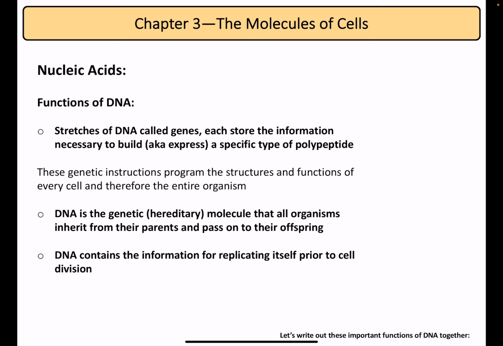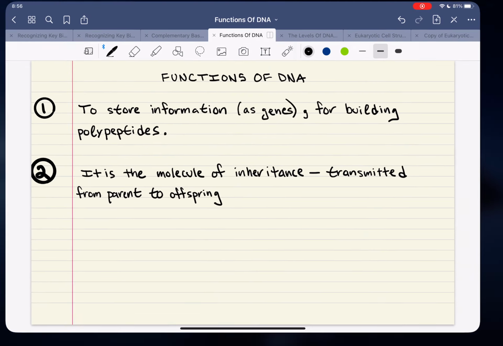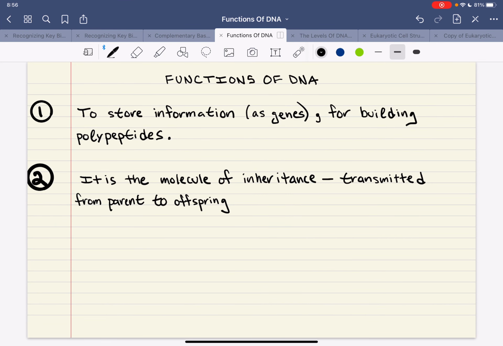So also realize genetic and hereditary kind of mean the same thing. It means it's passed from parent to offspring. And then lastly, we'll also cover this last point in this class. DNA is also pretty unique as a molecule because it has the information in it to replicate itself.